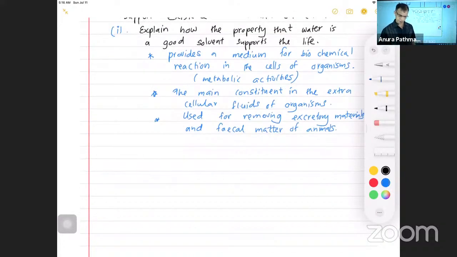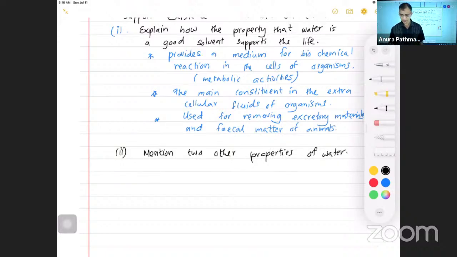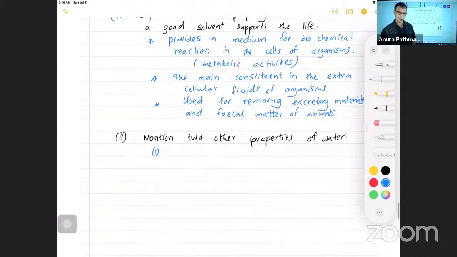My next question, the second one: mention 2 other properties of water. The answer is 1, a coolant.